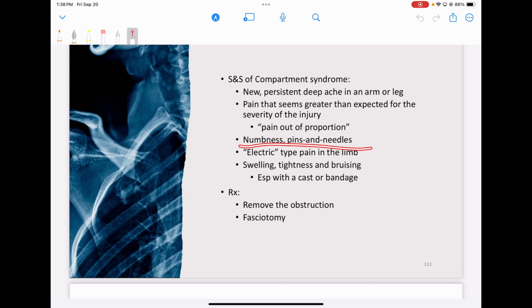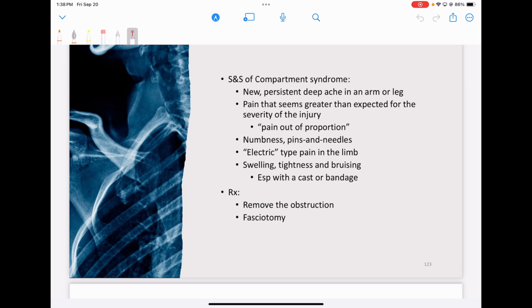Numbness, pins and needles. Why do they get that? Nerve compression. Remember, this is compartment syndrome. We're having increased pressure in that area. We're going to start compressing structures. That's why, keep in mind, if it's in the leg, neurovascular, musculoskeletal, even skin are all the systems in the leg. You want to explore all of those in your history and physical.